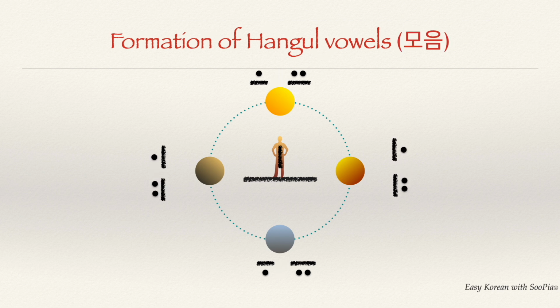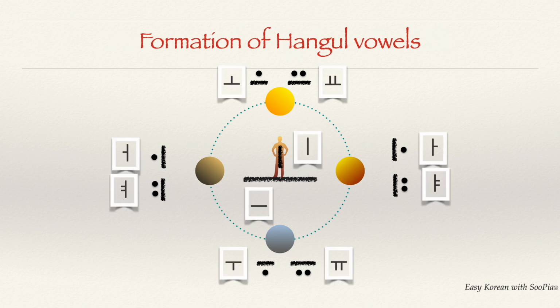Adding a second dot to a vowel makes it a Y sound. A becomes Ya, EO becomes Yeo, O becomes Yo, U becomes Yu. This shows how the 10 basic vowels of Hangeul actually look nowadays.